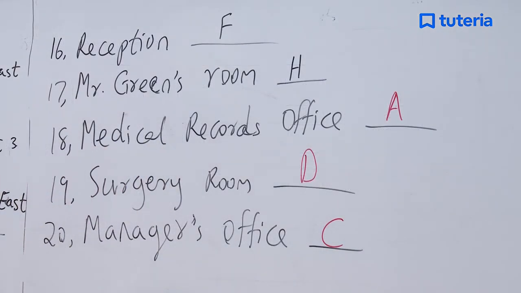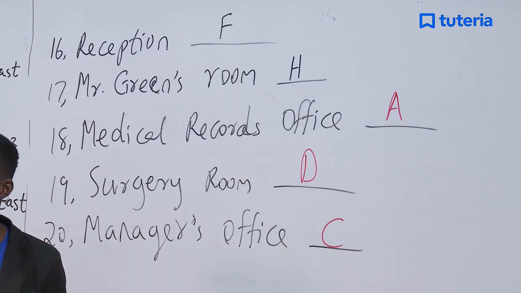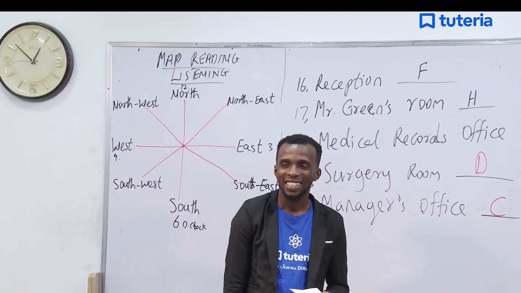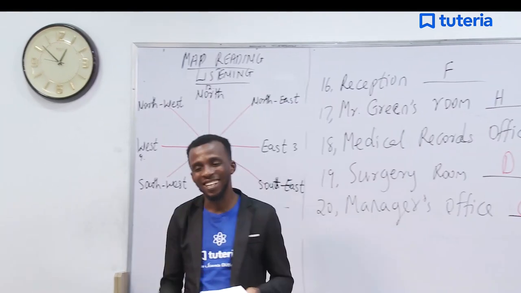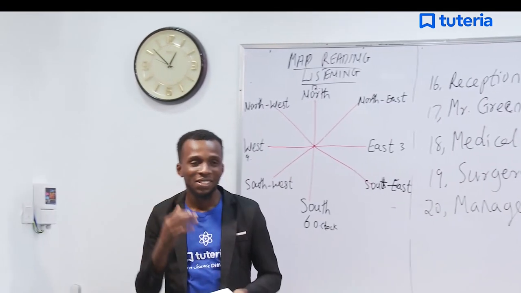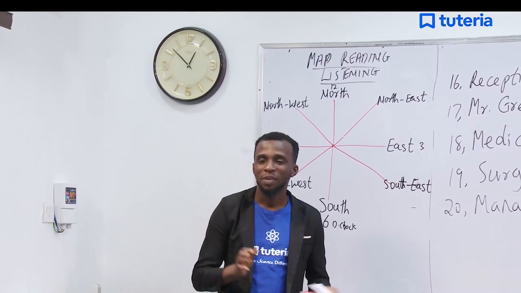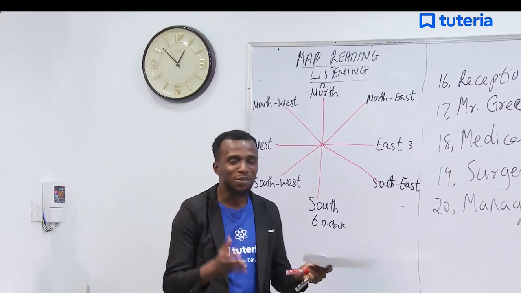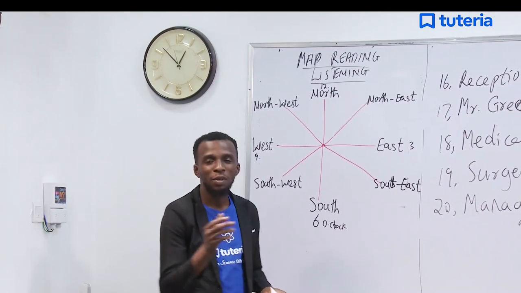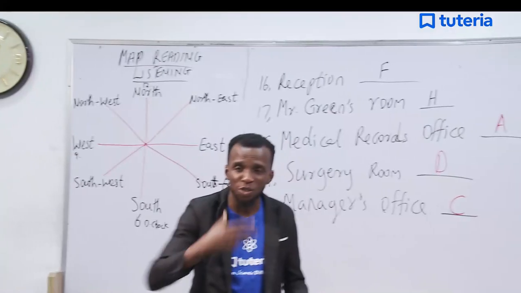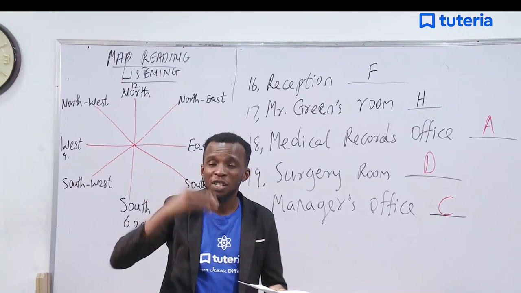Who got 5 out of 5? Anyone? 4. Came close, that's fine. So, who failed all? Well, at least they will suddenly give you one or two that can help you. So the most important thing in map reading is to make a movement. Don't remain stagnant. Some of you just stay in one place. No, you need to make a movement. As the audio is talking to you, you're making a movement. You need to imagine yourself moving.